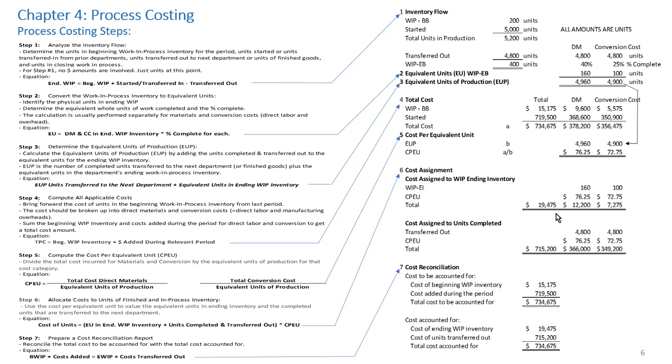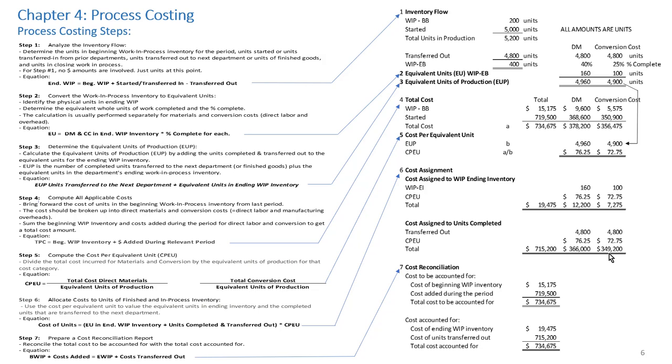Now let's move on and assign cost to the units completed. In this case, 4,800 units were completed. So for direct materials, we take 4,800, multiply it by the $76.25 cost per equivalent unit, and get $366,000. For conversion costs, we take the 4,800 units, multiply it by the $72.75 cost per equivalent unit, you get $349,200.